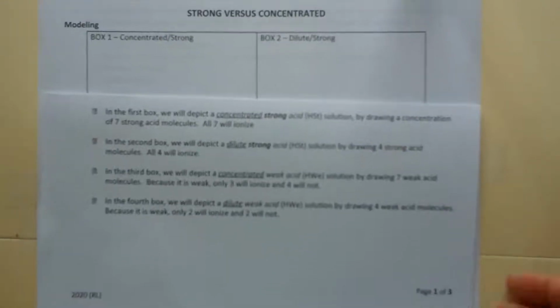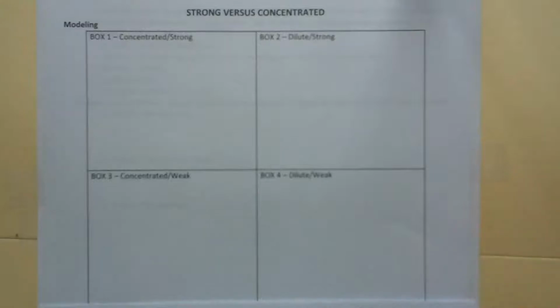What we're going to do is, in the first box, and I've picked 7 and 4 just so we have the same numbers, we're going to depict something that's concentrated, meaning it has a lot in it. Strong, it dissociates or ionizes completely. I've already drawn them. Count them. I should have 7 H pluses and 7 ST minuses because at one point they were together, and now they are strong acids, so they completely dissociated.